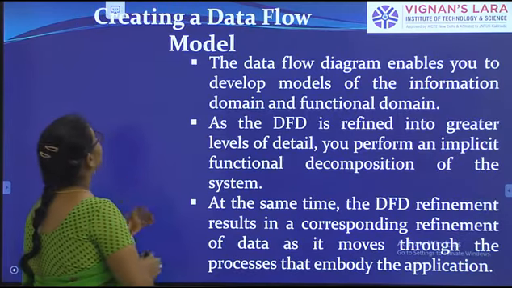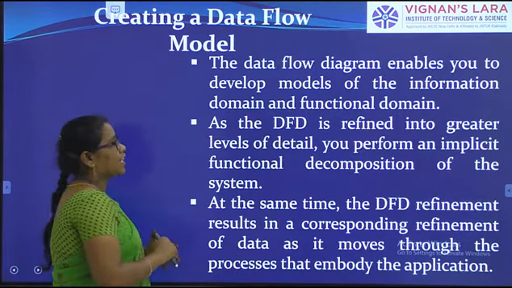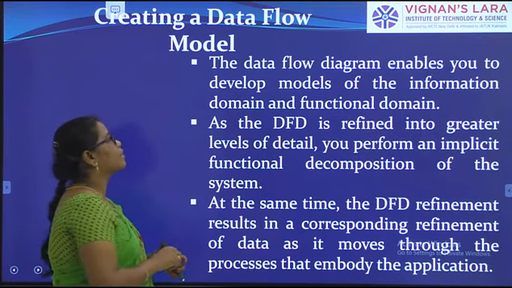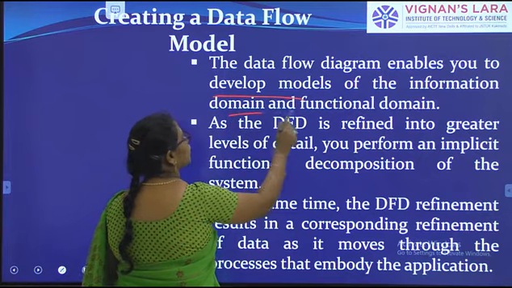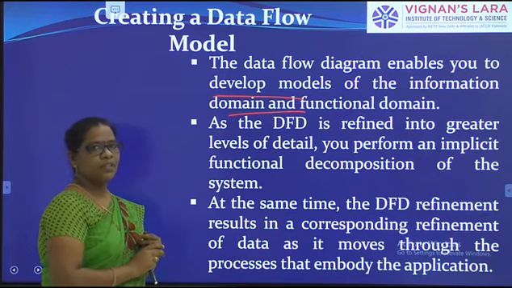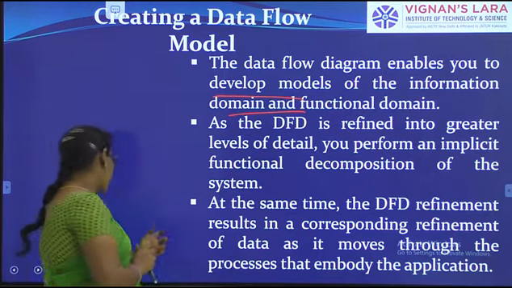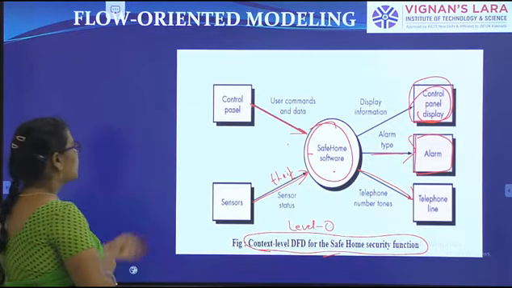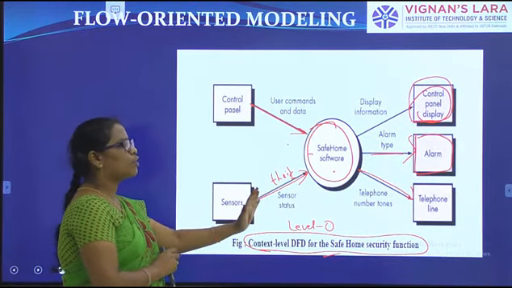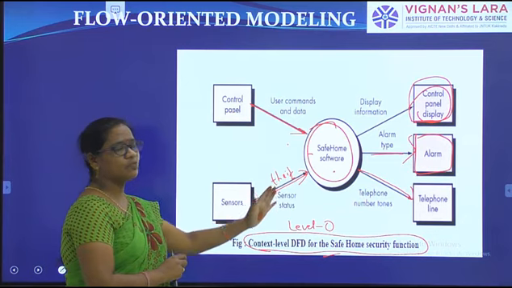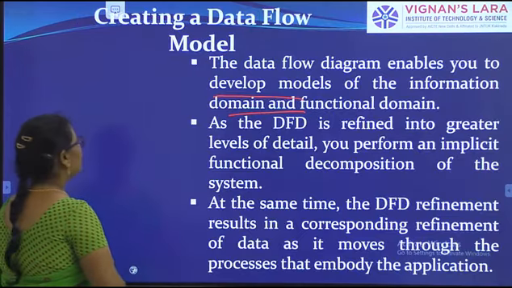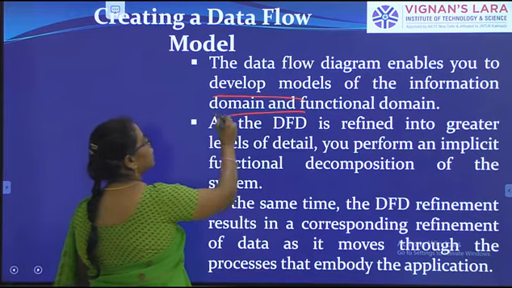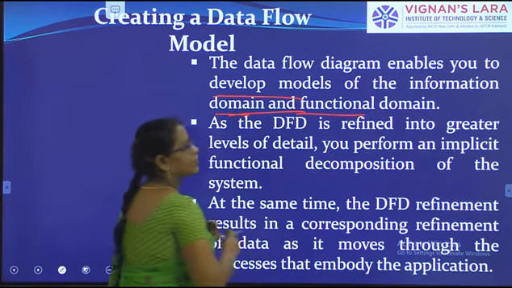And next, coming to the data flow diagrams. How do we create the data flow diagrams? The data flow diagrams enable you to develop models of the information domain and functional domain. So what is the information in that? See here in the data flow diagram, what are the things we have to provide? What information is passed from one to another? In a data flow diagram, we represent both the information domain and the functional domain.